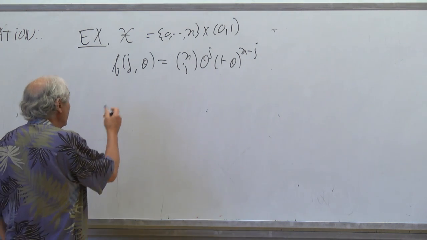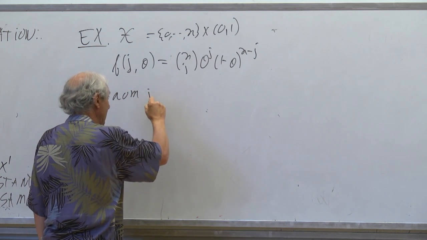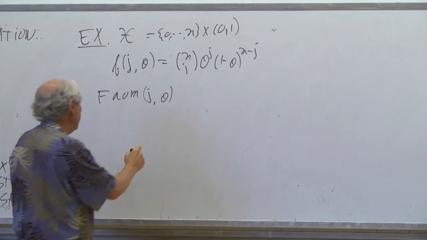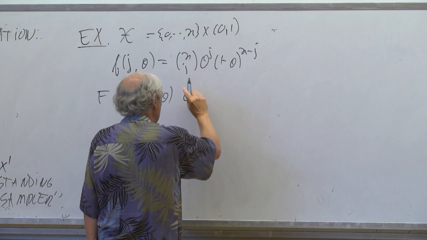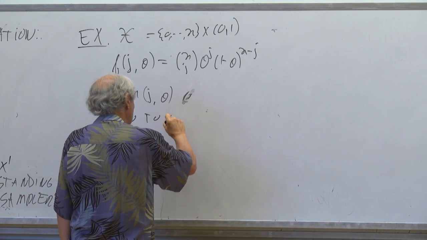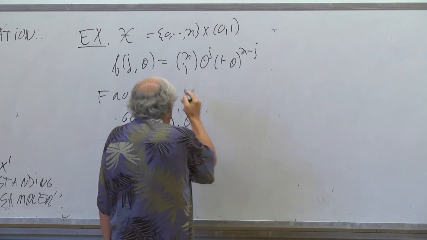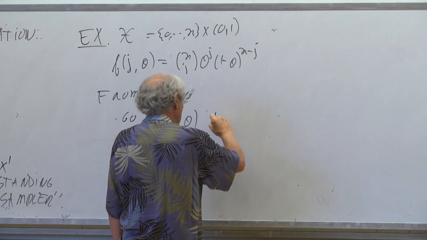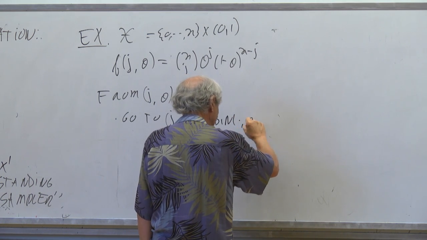Well, I start out with some j and theta, whatever wherever I happen to be. I'm going to change j, go to j prime, but theta stays fixed, by flipping a theta coin with binomial theta.